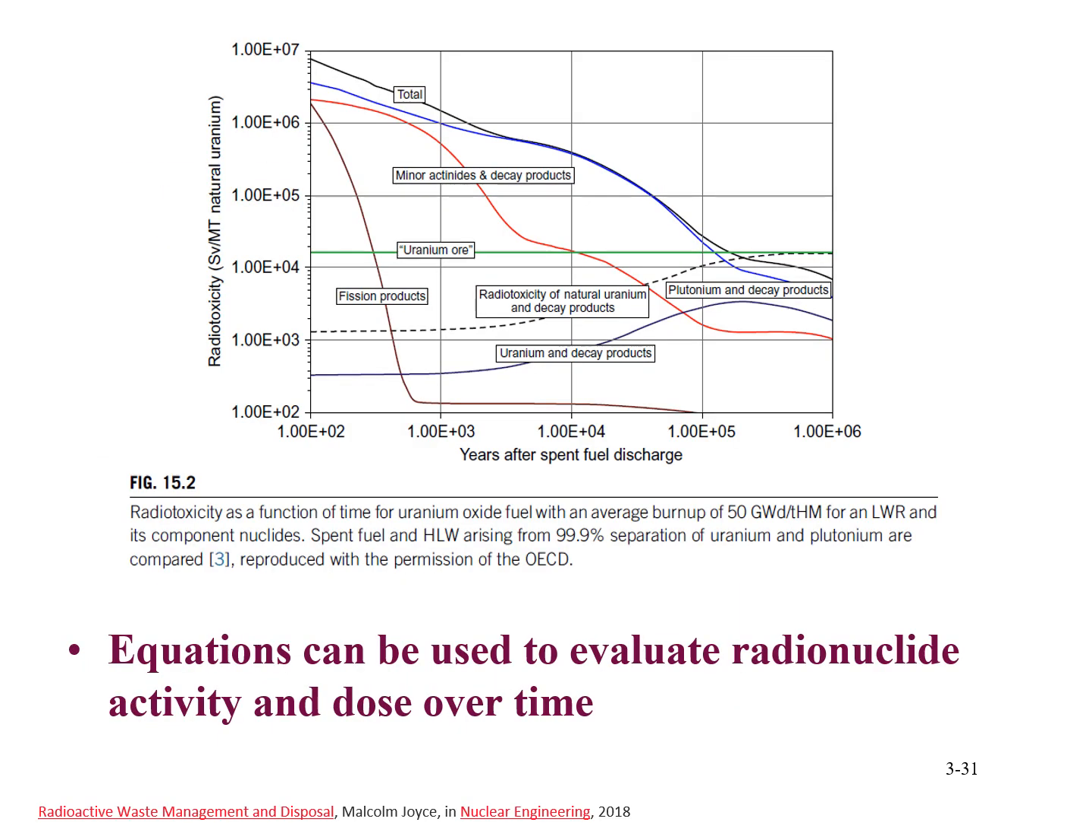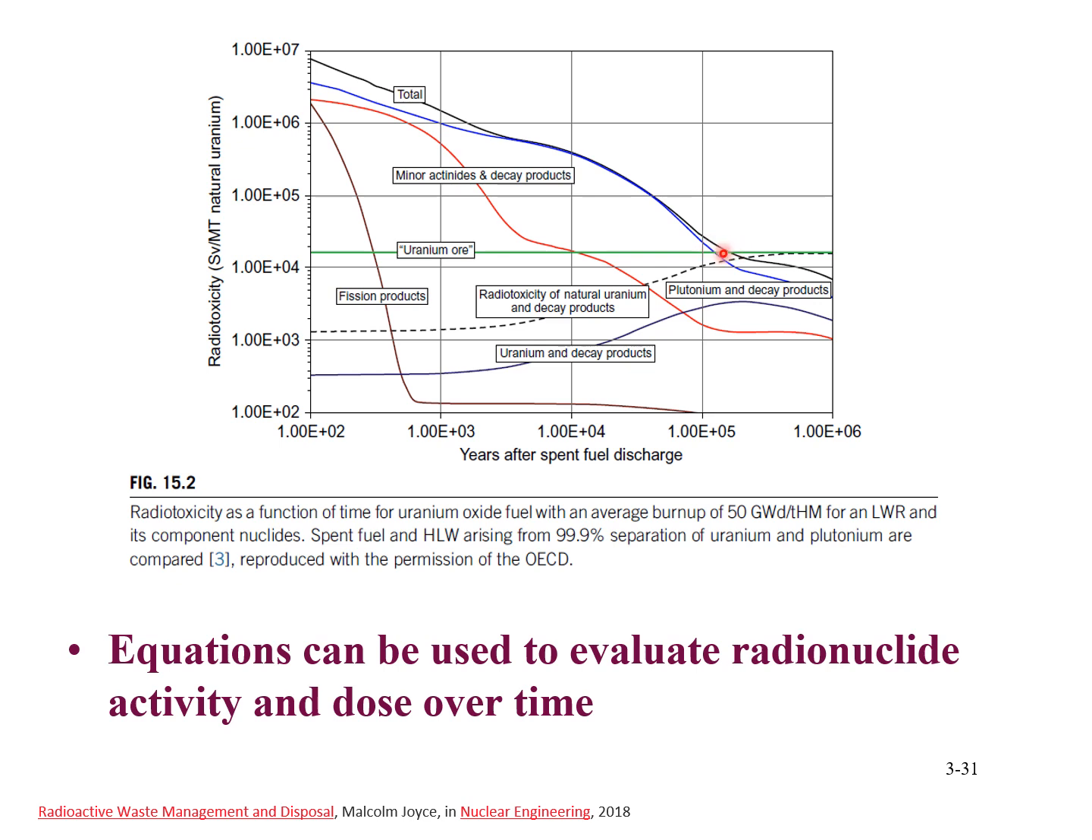Here's an example of the utility of the equations we've just explored. This figure shows the radiotoxicity of radioactive waste as a function of time, and you see the radiotoxicity is listed in sieverts per metric ton of natural uranium. It's a way of comparing the toxicity of spent fuel to that of natural uranium. So there's this line that shows natural uranium ore. So the idea is, how long would you need to wait so that spent fuel becomes as toxic as natural uranium? And you see this point over here.